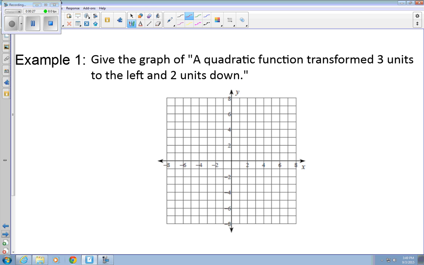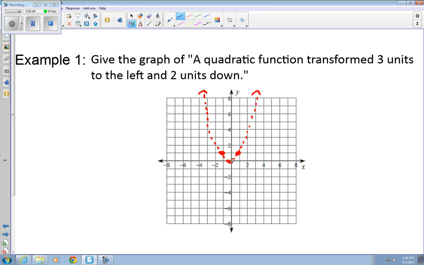So starting with the parent function of a quadratic, one of the coordinates is at 0, 0. One of the other coordinates is at 1, 1, and negative 1, 1. I'll draw in the parent function with a dashed line just to give me a reference point for when I start transforming it.